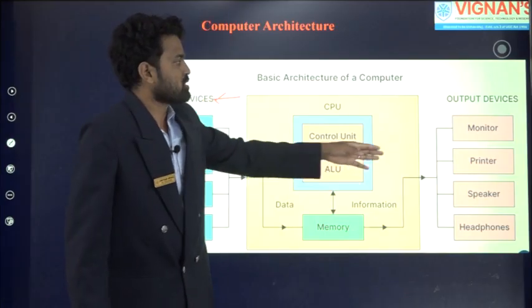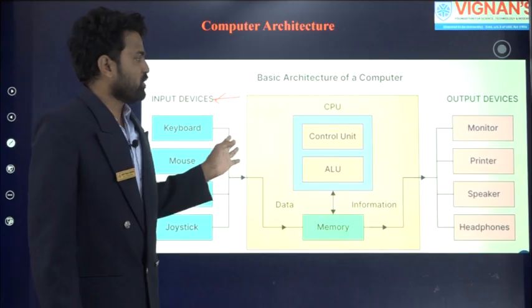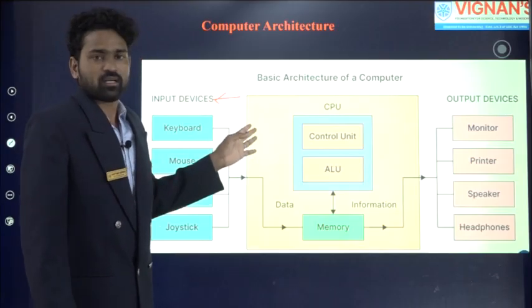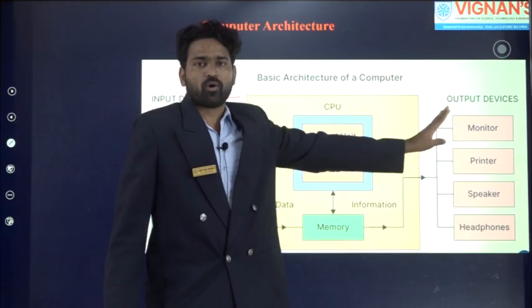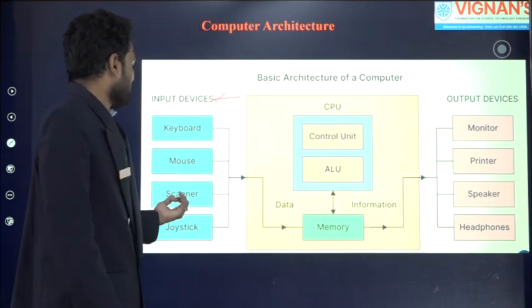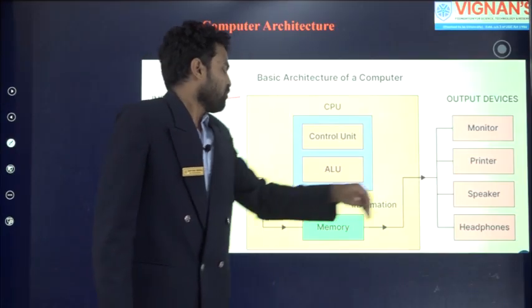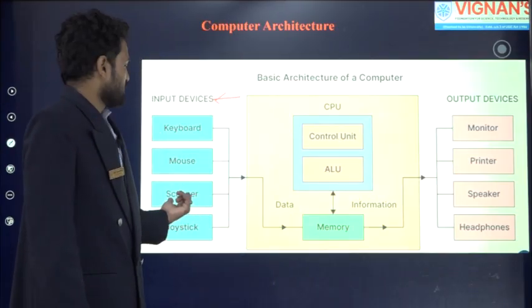What are our output devices? Monitor. Whenever we are giving input from the keyboard and mouse, we need to get some output result. That result will be displayed on the monitor. And printer. Whatever scanning device we are using here, we need to print that data. With the help of the printer, we are going to take the printout.